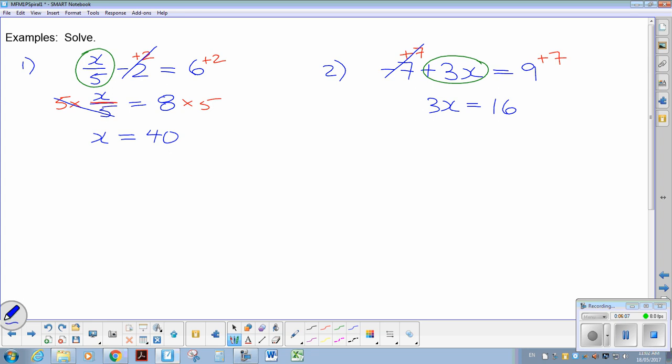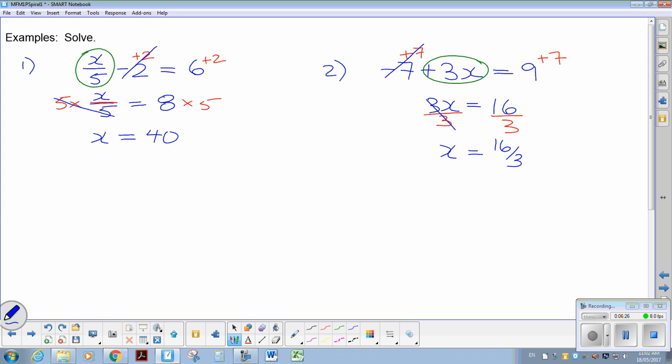Now the next step, what is happening between our 3 and the x? We have multiplication. The opposite of multiplication is division. Whatever I do to one side, we do to the other. 3 divided by 3 is 1. X equals 16 over 3 is just a fraction.